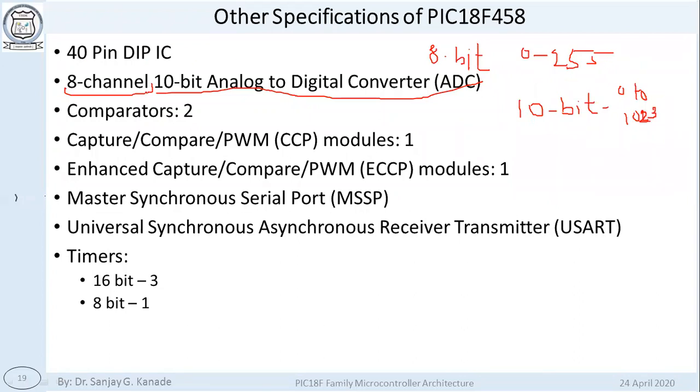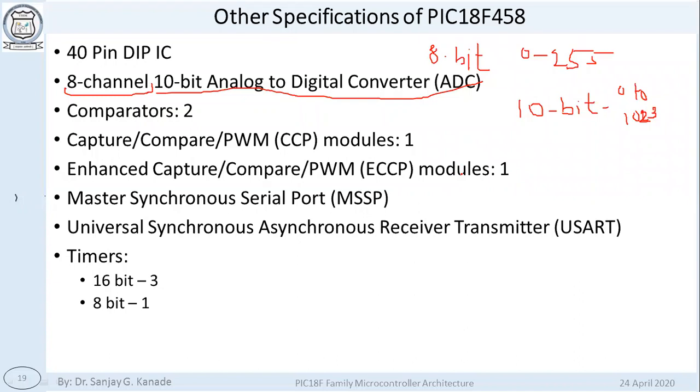And 8-channel means at a time we can interface 8 analog inputs to this microcontroller. This ADC is inbuilt inside the PIC18F458 microcontroller. So if you want to interface any analog signal, for example a temperature sensor, then you don't need any external ADC IC. That is the advantage of this PIC18F458 over the 8051 microcontroller.